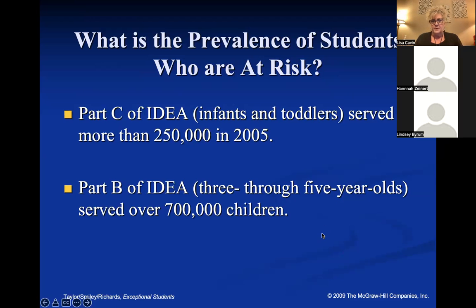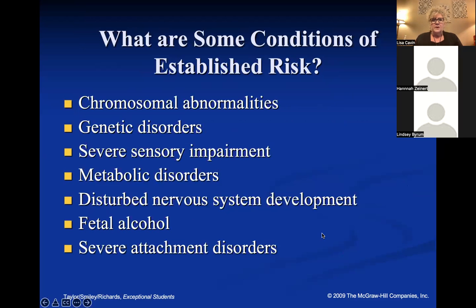In our early childhood population, what are some conditions of established risk? Well, there are all kinds, and we've talked about a lot of them in reference to other disabilities this semester, but chromosomal disorders, chromosomal abnormalities would be one. The one that comes to mind for most of us first is Down syndrome, which is an overproduction of one of the chromosomes.